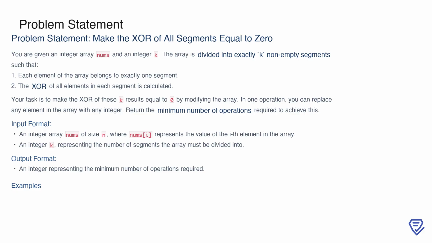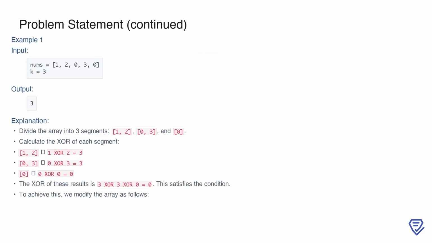The input to the problem includes the array nums, which contains n integers, and the integer k, which specifies the number of segments. The output should be a single integer representing the minimum number of modifications needed. For example, consider the input array nums equals 1, 2, 0, 3, 0, and k equals 3. Here, we must divide the array into 3 segments. One such division is 1, 2, then 0, 3, and then 0.